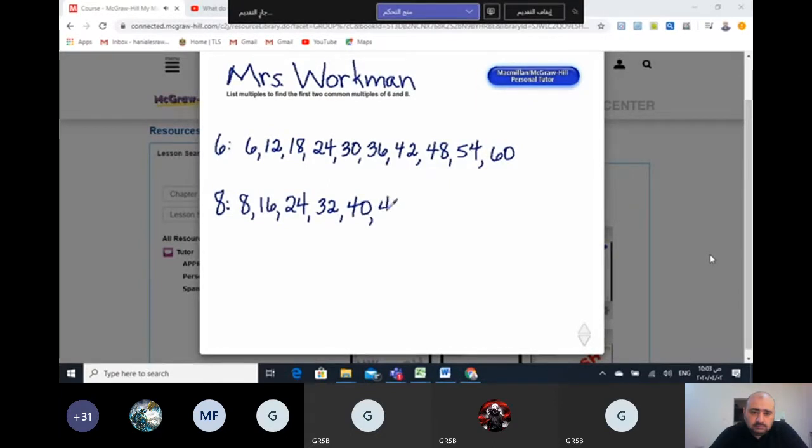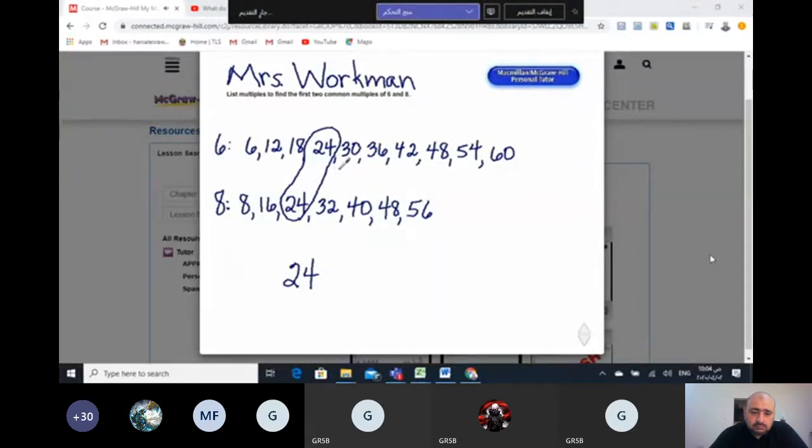Add 8. Add 8. And again, I can continue this forever, but I'm going to stop and see if I can find 2 pairs of common multiples. So I'm looking across the list, and the first thing I notice is that a 24 appears in both lists. So that's the first common multiple for 6 and 8.